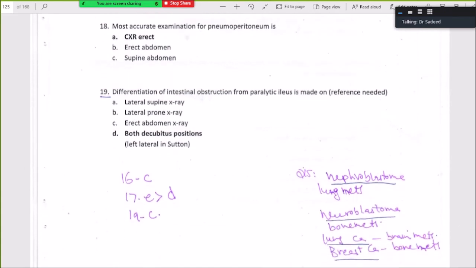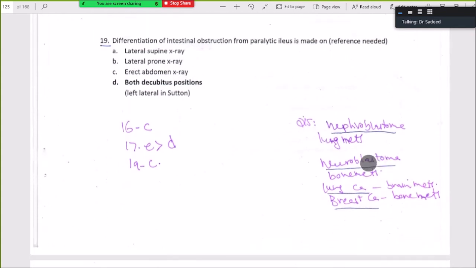18. Most accurate examination for tumor peritoneum is chest X-ray erect. Question 19. Differentiation of intestinal obstruction from pyloric is made on erect abdominal X-ray.